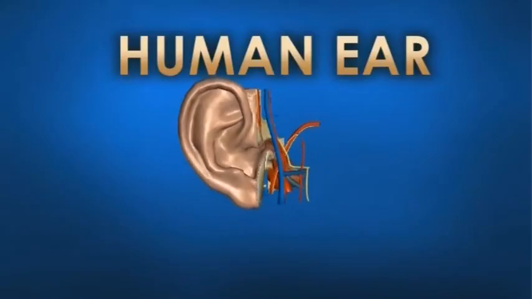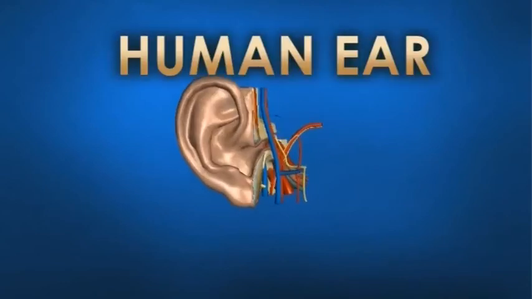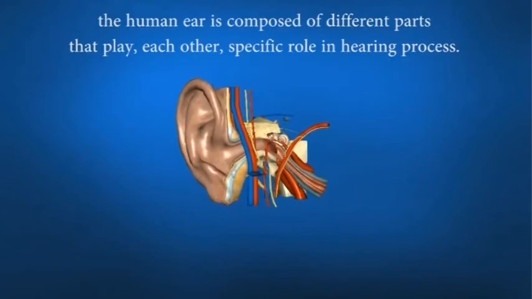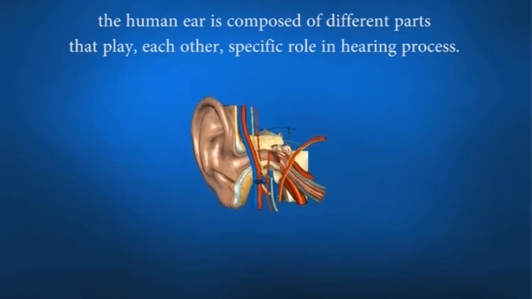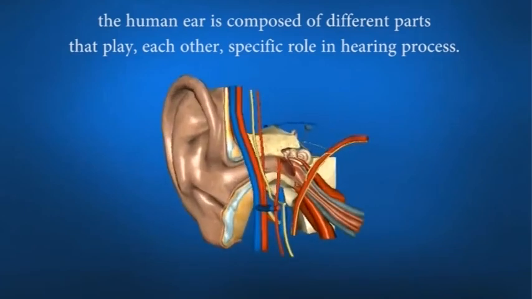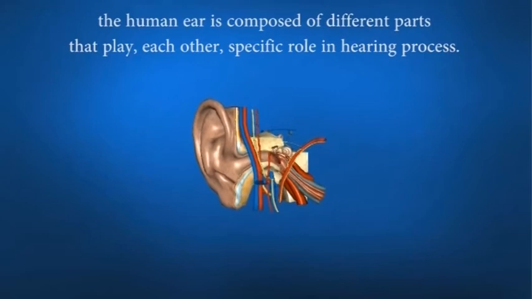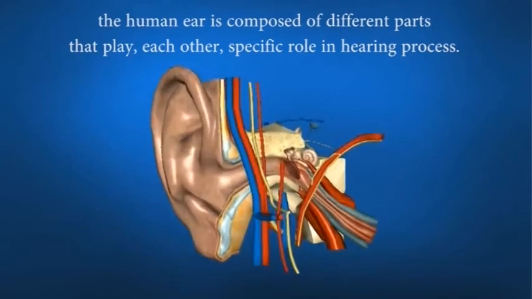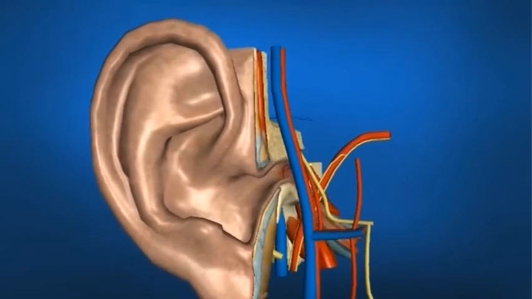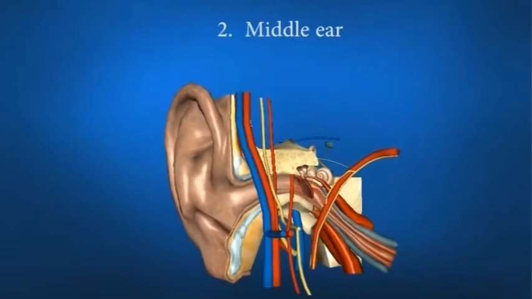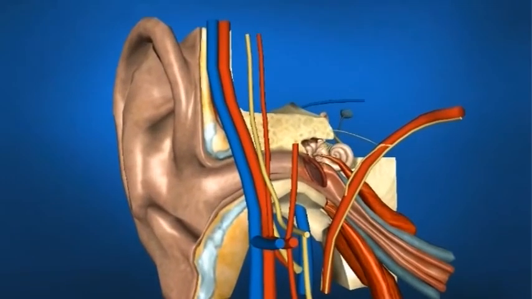Today's lesson is about the human ear. The human ear is composed of different parts that each play a specific role in the hearing process. These parts are grouped into three: the outer ear, middle ear, and the inner ear.